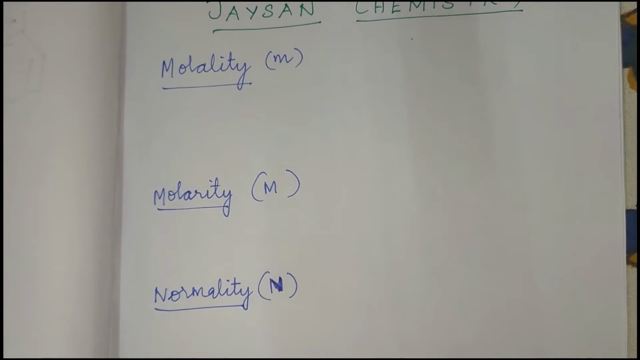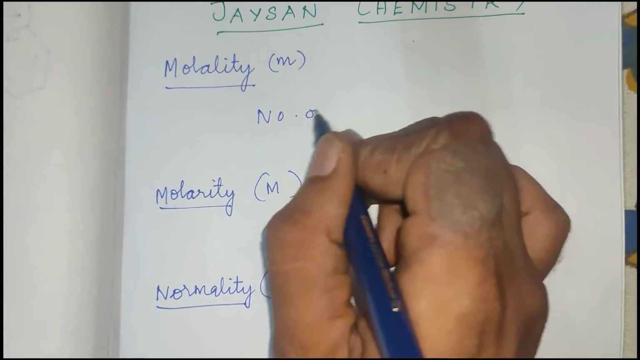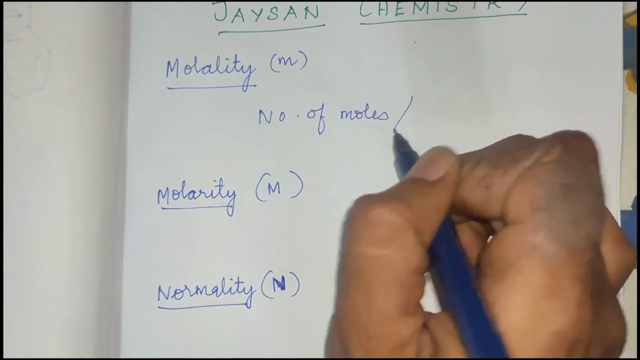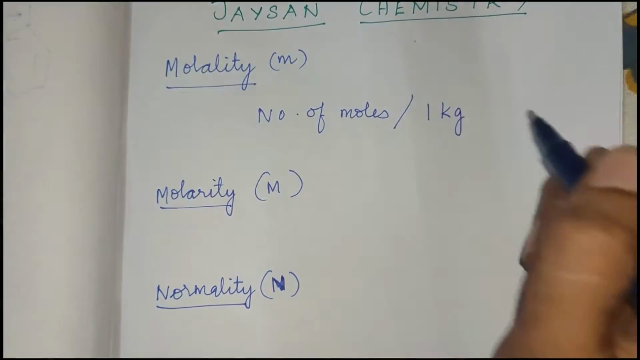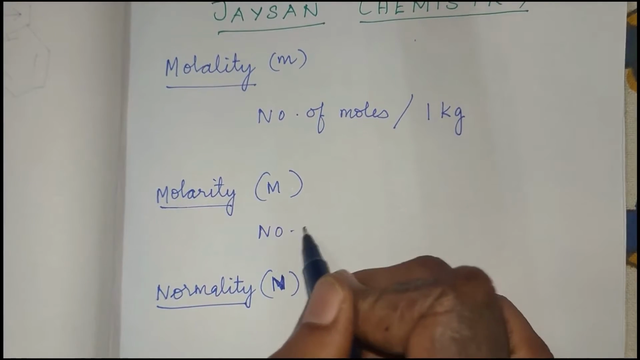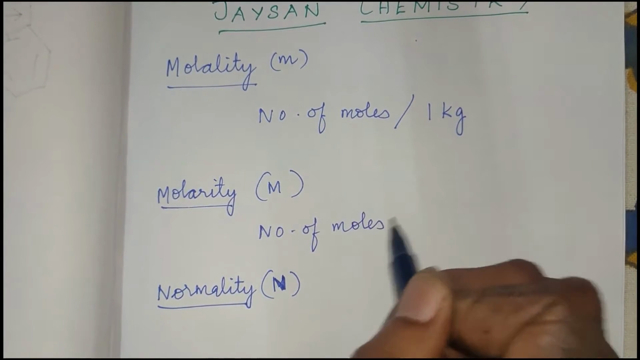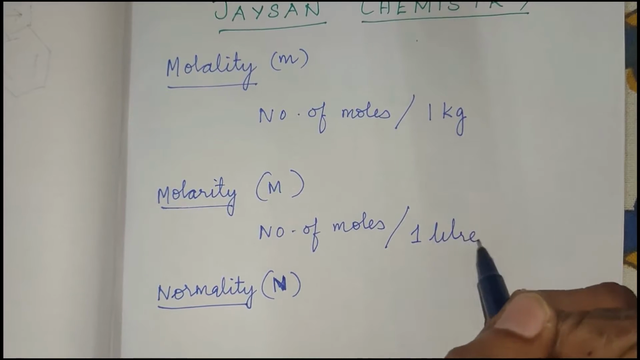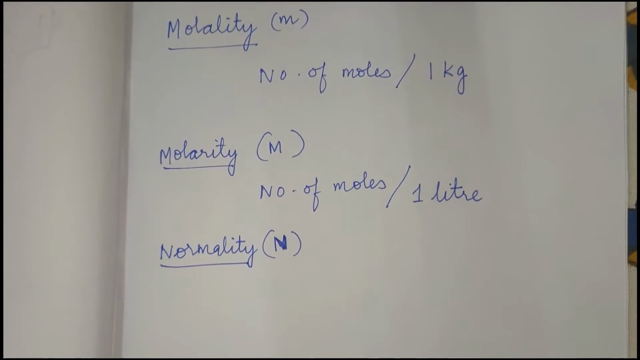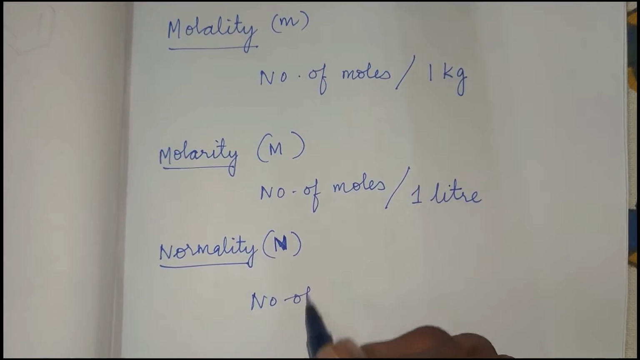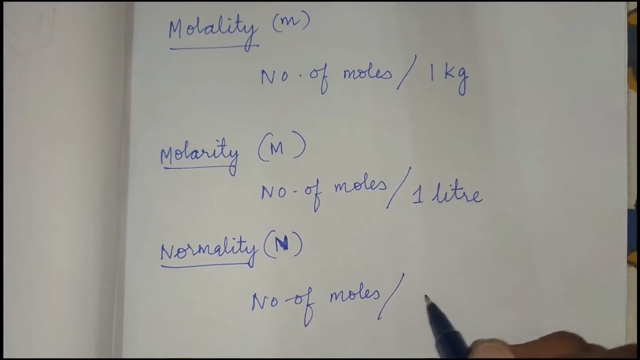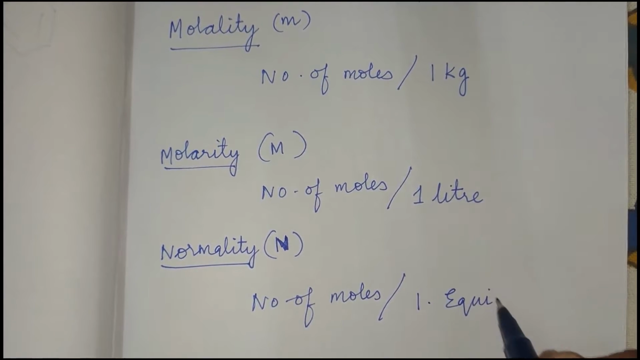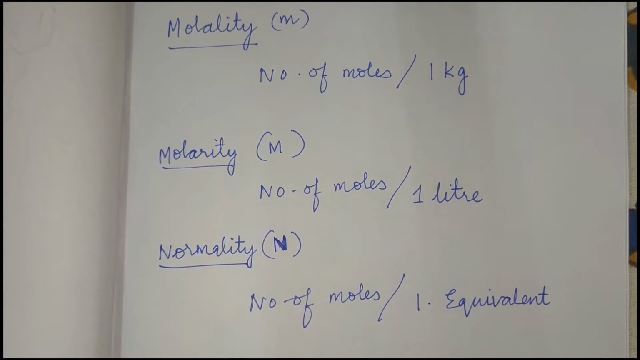What is molality? It is going to be the number of moles present in 1 kilogram. Molarity, number of moles present in 1 liter. And normality is going to be the number of moles present in 1 equivalent. In the previous video we saw what is the difference between molar mass and equivalent mass. That means molecular weight and equivalent weight.